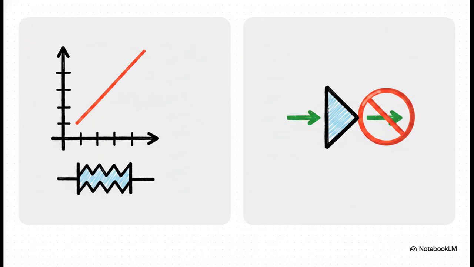Another really helpful way to categorize these players is by how they react to voltage and current. Linear elements, like your standard resistors, act predictably. They follow basic rules like Ohm's law, meaning, hey, if you double the voltage, you double the current. Simple. But nonlinear elements, like diodes, they kind of play by their own rules. They might let current flow super easily in one direction, but then completely block it in the other.